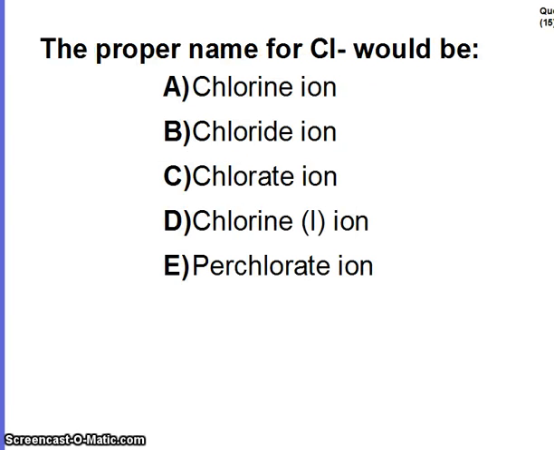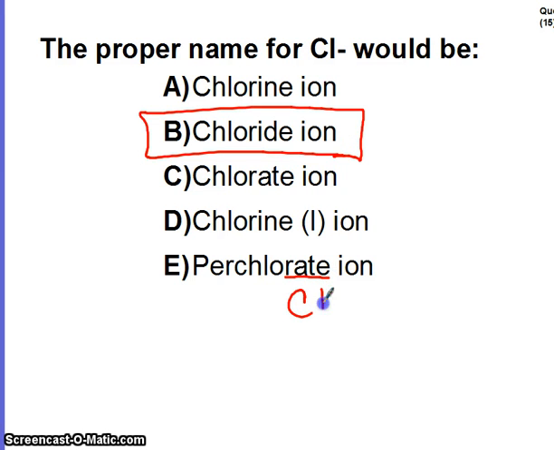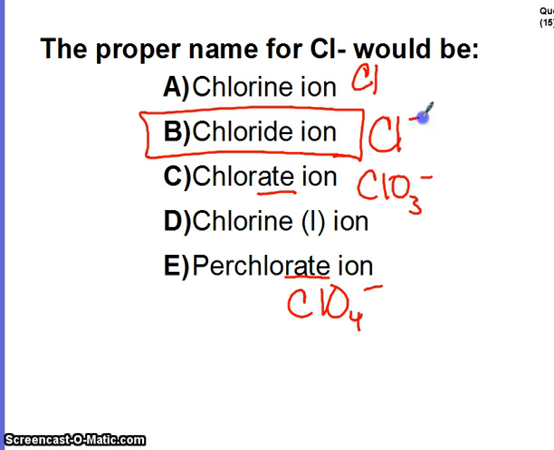The proper name for Cl negative is going to be chloride ion. We always change the ending on an anion to -ide. If it's a polyatomic, you don't change the end. So perchlorate is actually ClO4, and chlorate is ClO3. But a chlorine by itself that's neutral would just be Cl. Chloride is the negative ion it forms, and this is incorrect because we only use the Roman numerals for those transition metals.